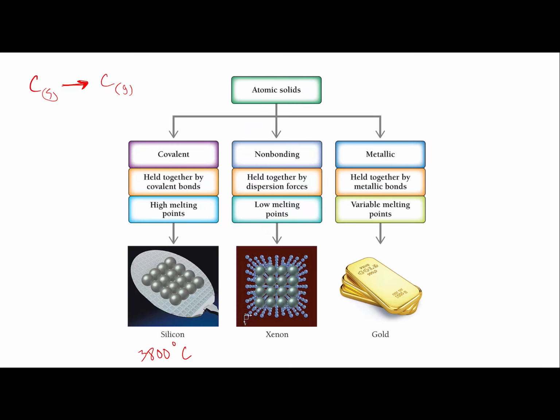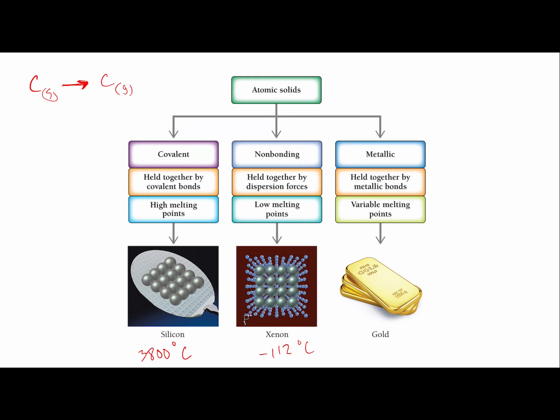Non-bonding. Let's talk about non-bonding. Non-bonding atomic solids are those such as solid xenon, which are held together by relatively weak dispersion forces. These would be non-bonded in the sense that they're not sharing electrons. Xenon atoms have stable electron configurations, so they don't form bonds. Consequently, solid xenon, like other non-bonding atomic solids, has a very low melting point, like negative 112.